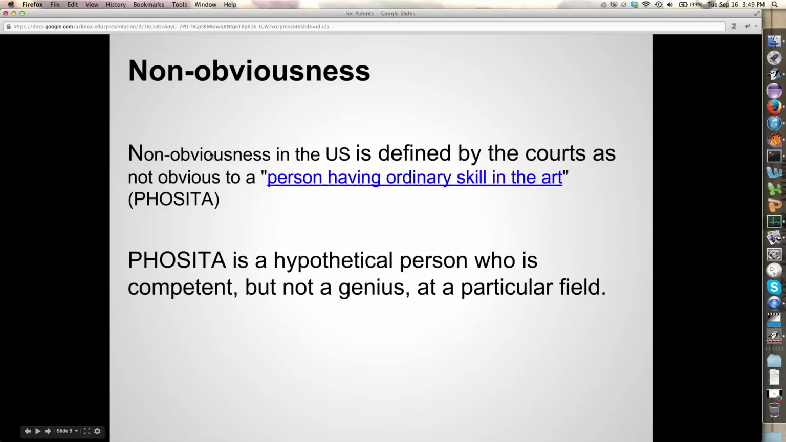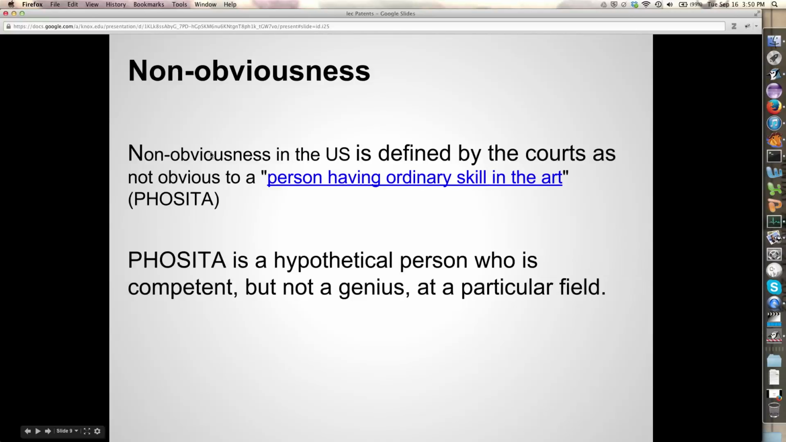So, non-obviousness. This is a very interesting criteria. In the U.S., this is defined by the courts as not obvious to a, quote, person having ordinary skill in the art. This leads to the acronym FOSITA, or FOSITA. I'm not entirely sure how that's pronounced. I've only seen it written. But the FOSITA, person having ordinary skill in the art, is a hypothetical person who is competent but not a genius at a particular field.